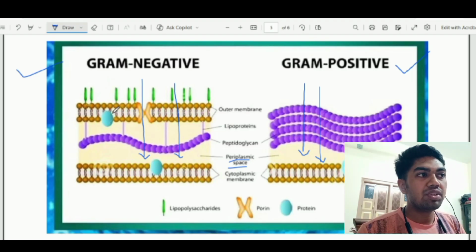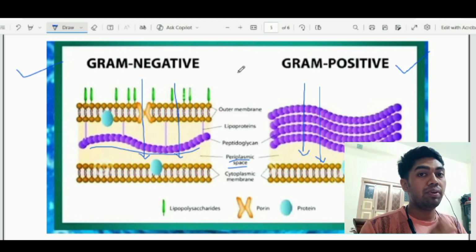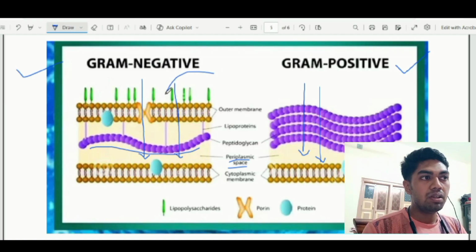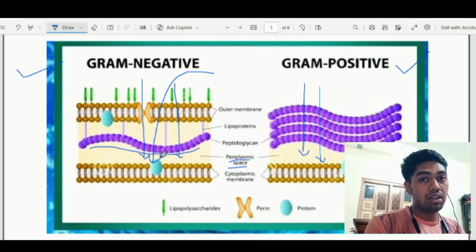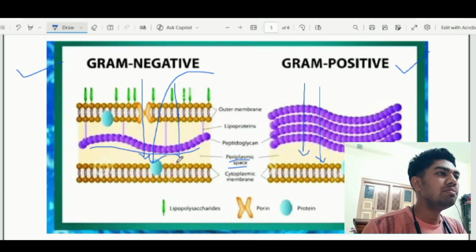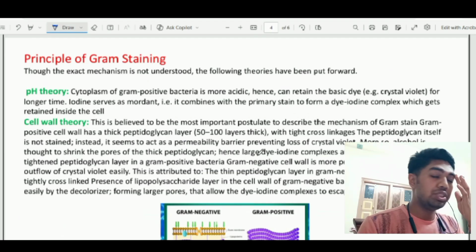But in case of gram negative, as you can see, the peptidoglycan layer is very thin. So when we add decolorizer, the diiodine complex is washed out through the thin peptidoglycan layer. After that, in the last step, we add safranin, which goes through the cell wall in gram negative only, and stains that bacteria pink. So after the staining, gram positive bacteria look violet and gram negative look pink. That is the basic cell wall theory, the widely accepted theory.